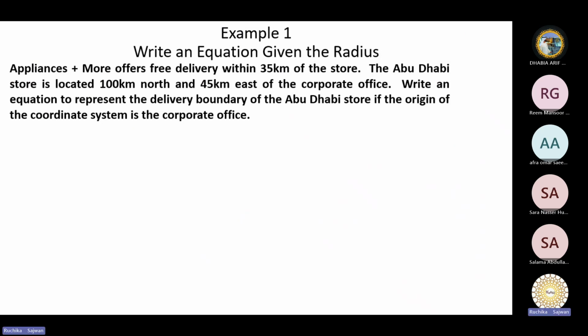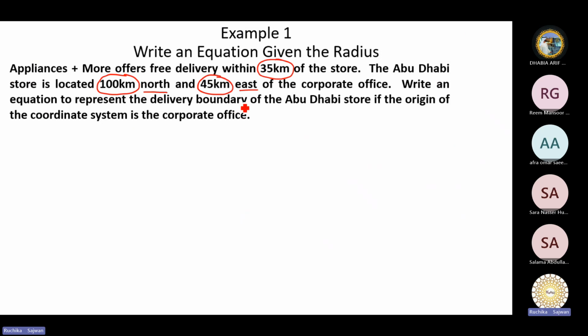And because it's a word problem, while we are reading, we will also highlight important information. So let's read it together. Write an equation given the radius. Appliances Plus More offers free delivery within 35 kilometers of the store. This is important. Then Abu Dhabi Emirate store is located at 100 kilometers north and 45 kilometers east.